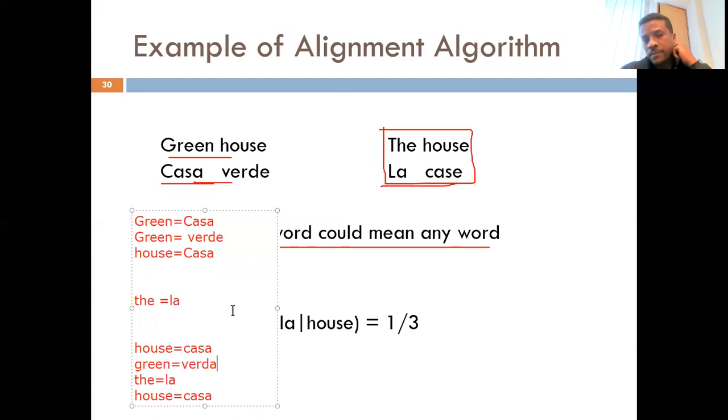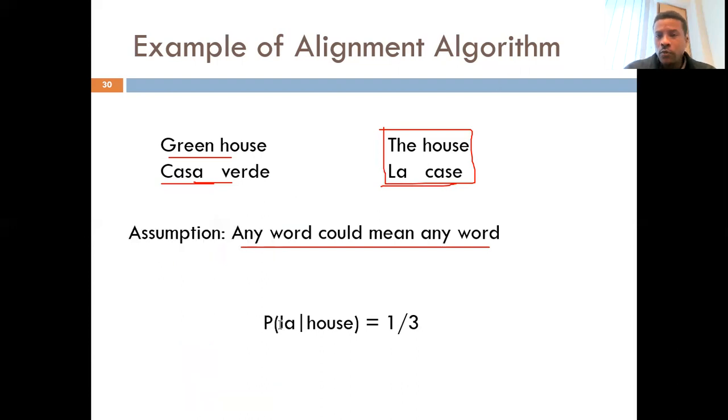So anything can be anything here, but whenever you have more data you can actually come up with statistics. For example, here the statistics is: the probability of having the word house, given the word is la, what is the chance? It is 1 over 3, based on the association.